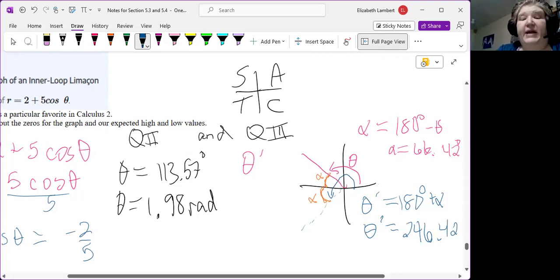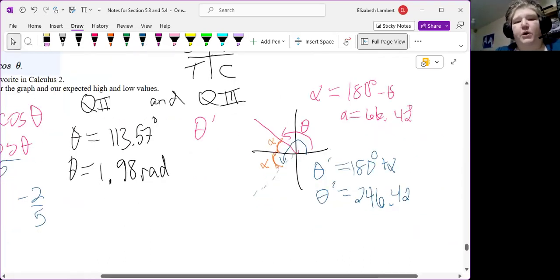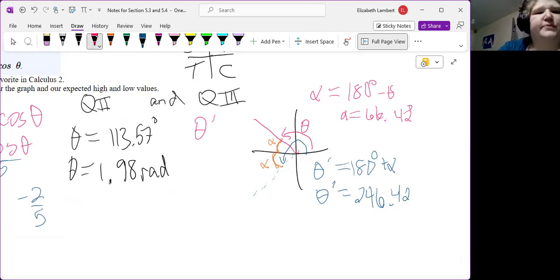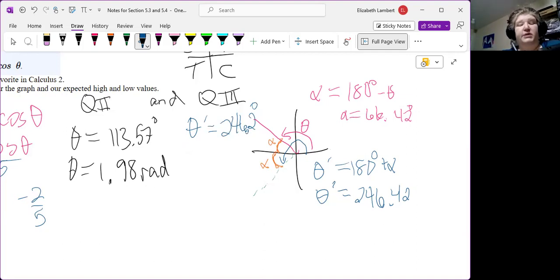Now, as radians, two ways to go from here. We really only care what theta prime is in radians. So we could just convert that, 246.42 degrees. This is in degrees, so I want to divide by 180 and multiply by pi. So this is about 4.3 radians.